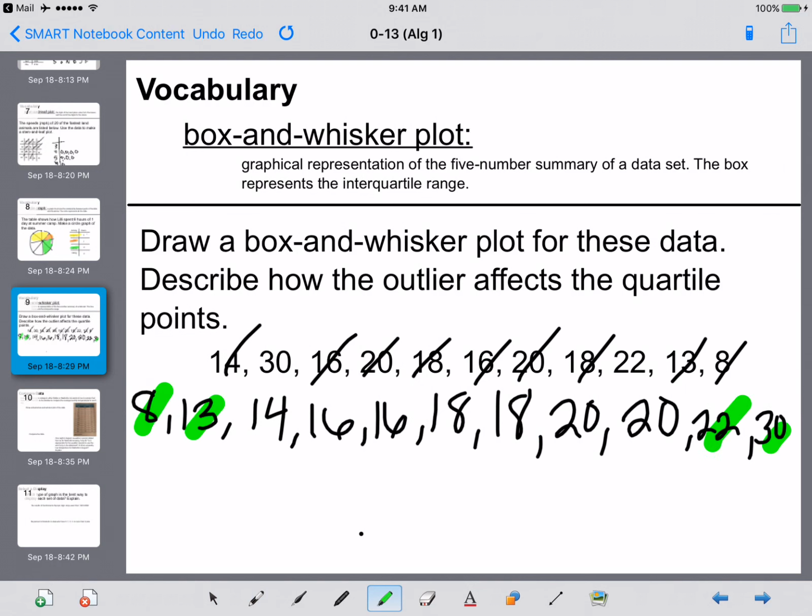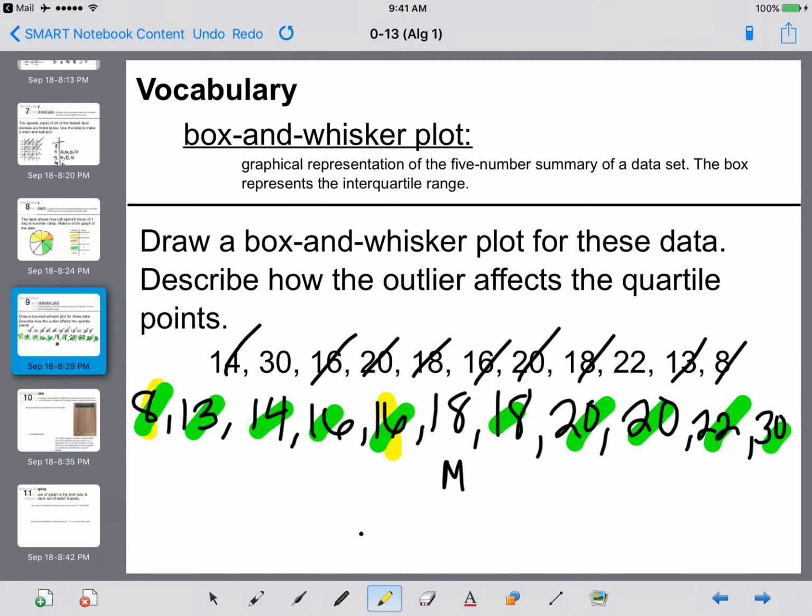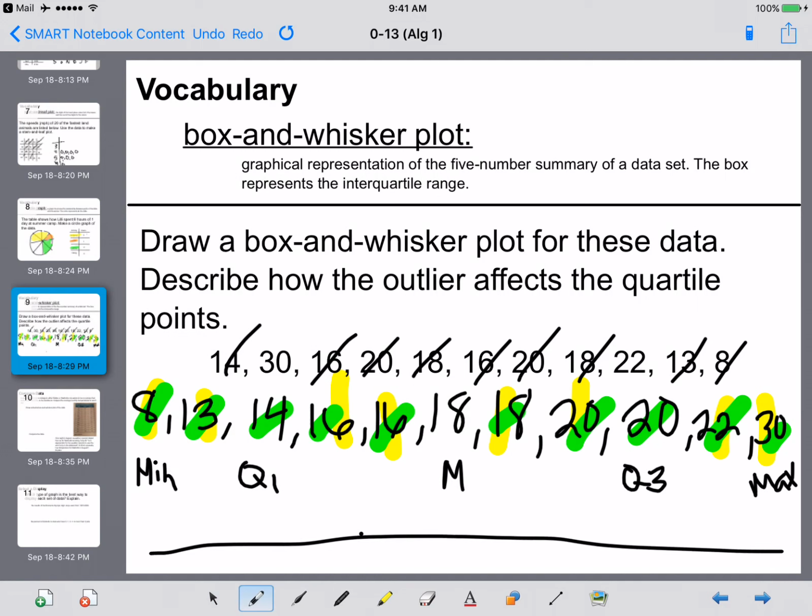Count in from each end, one at a time. 18 is our median. For our quartile 1, count again: that's 14 is Q1. And Q3 is 20. This is our min. This is our max. So you need to use a legitimate number line that's shifted out.